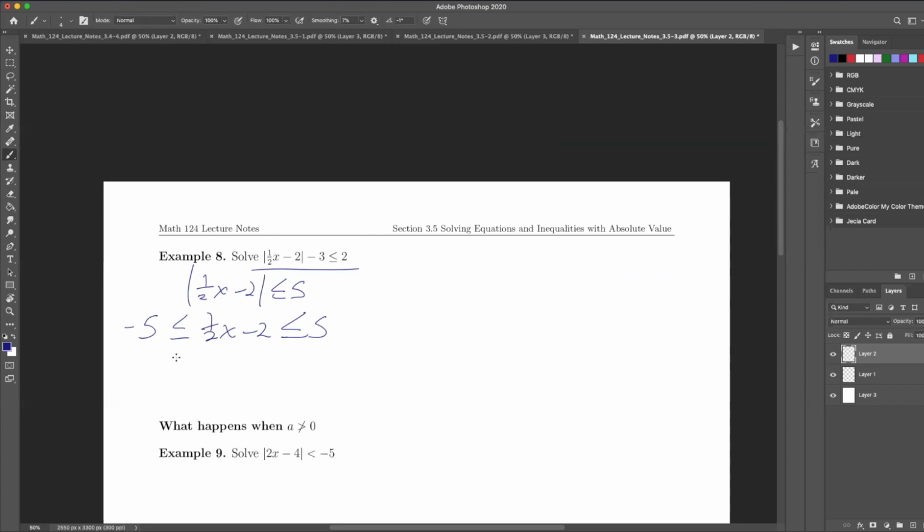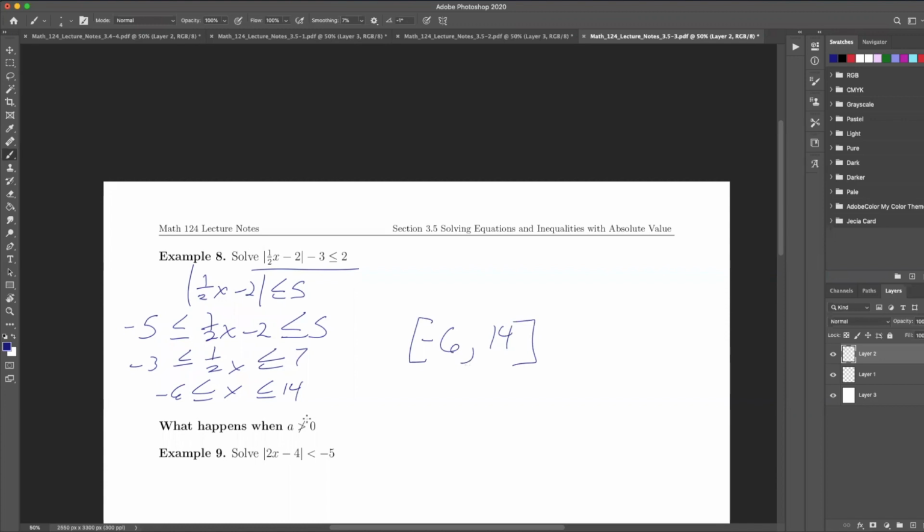Okay, we got a few answers, so let's go through it. So here we're just gonna add 2 everywhere, so it's gonna be minus 3 less than or equal to a half x minus 2, which is less than or equal to 5. Add 2 would give me 7. And then we're going to multiply by 2 everywhere, so I get minus 6 less than or equal to x, which is less than or equal to 14. So here, we write this in interval notation. It's including, so I'll use the bracket. Minus 6, comma, 14, bracket. Yeah, so that's what you guys got.